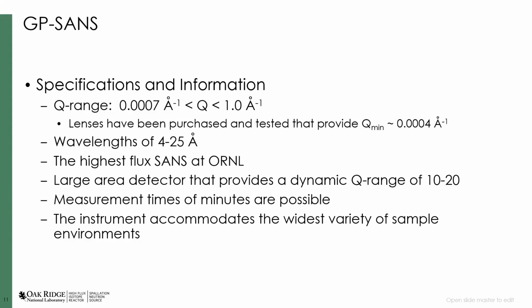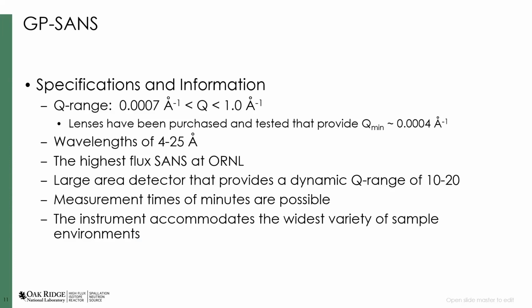Obviously, the peak flux is at the shorter wavelengths, but you get your low Q from the higher wavelengths. More often than not, they tend to work around 19 angstroms as their maximum. The GP-SANS has the highest flux of any of the SANS instruments at Oak Ridge National Laboratory. It has a large area detector that gives them a dynamic Q range of about 10 to 20. Now, I say measurement times of minutes are possible. That's kind of a cop-out. So in truth, if you have the right kind of sample that scatters extremely well, you can get to sub-second time resolutions on certain things.